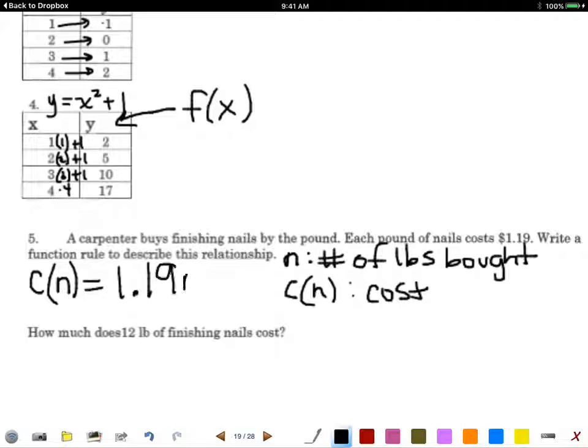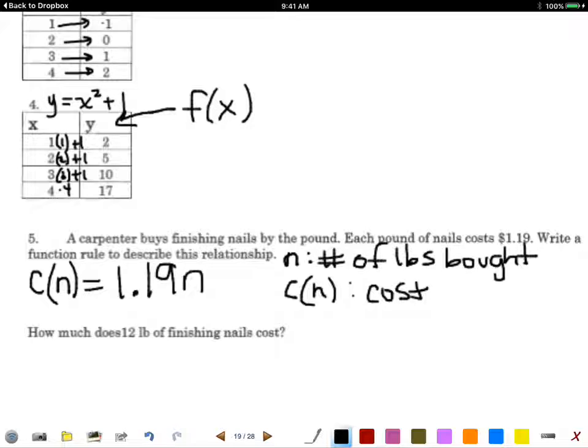Well, we're going to use n, but yes. Did I say use x? No, okay. If I don't tell you, you can use whatever variable you want. So C of n is equal to 1.19n. That wouldn't be any different than writing y equals 1.19x. It's still going to serve the same purpose.